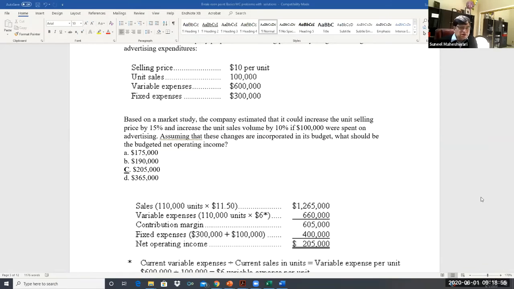Can you all see my screen at this time, please, with the solution? Yes, sir. Okay. Any questions, clarifications on this?